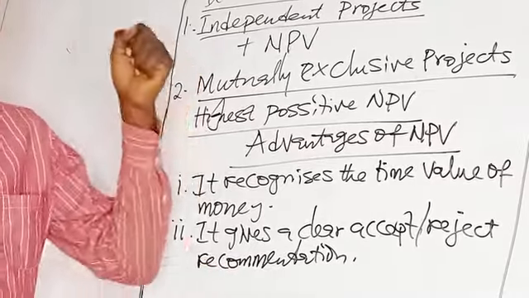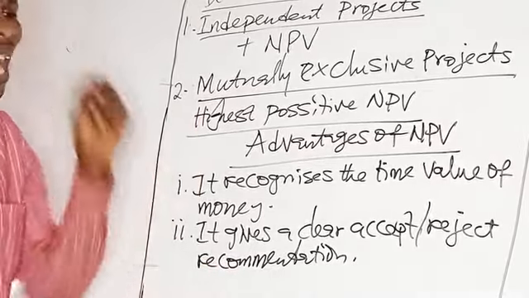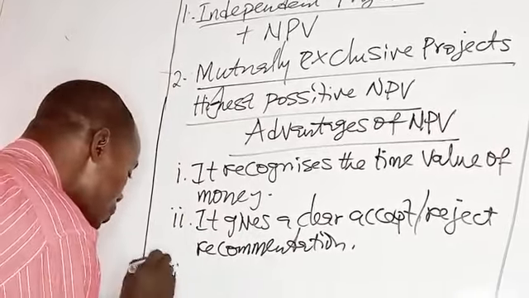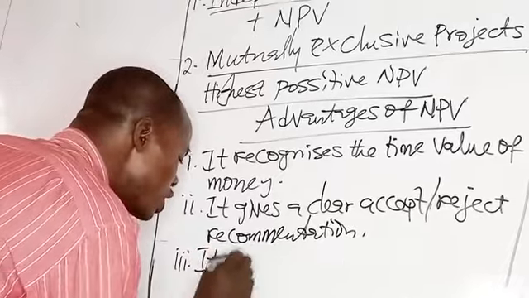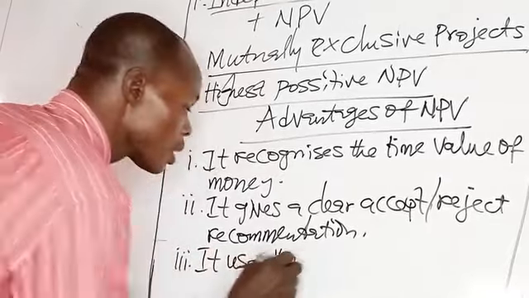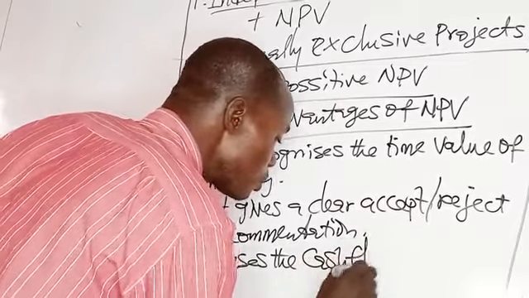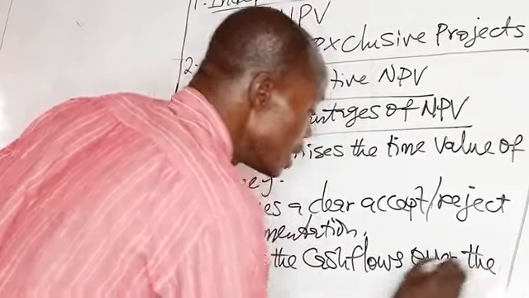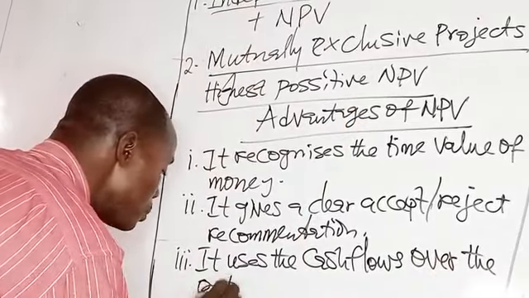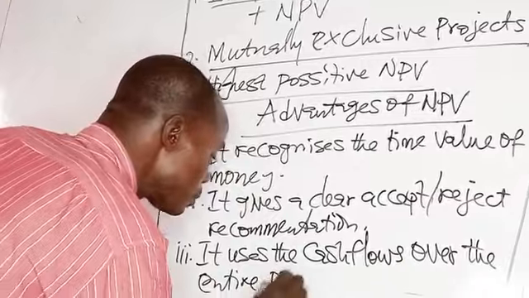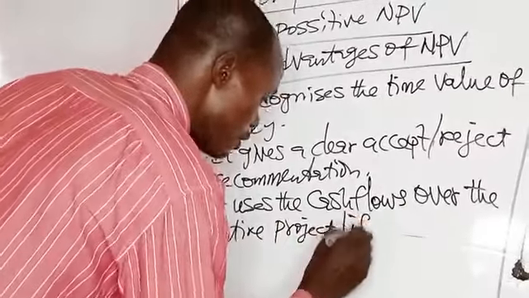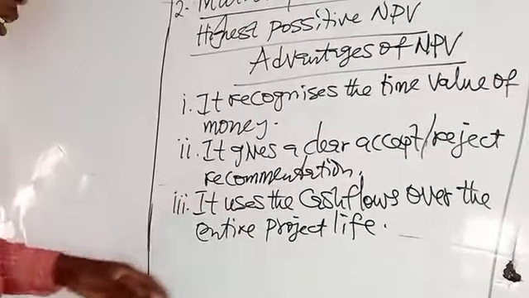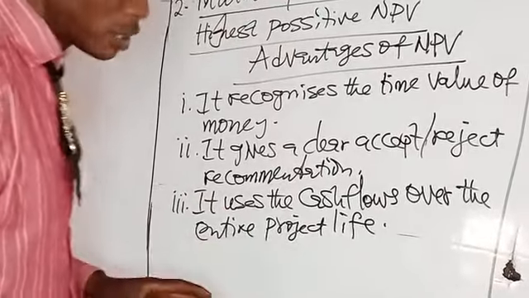Number three, it uses the cash flows over the entire project life, unlike payback period that fails to use it, that ignores the cash flows after the payback period.